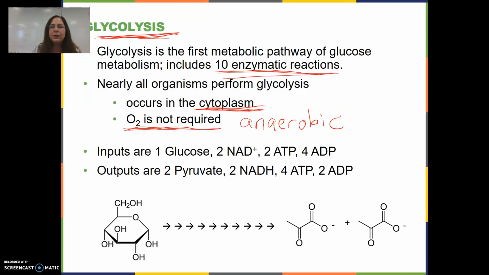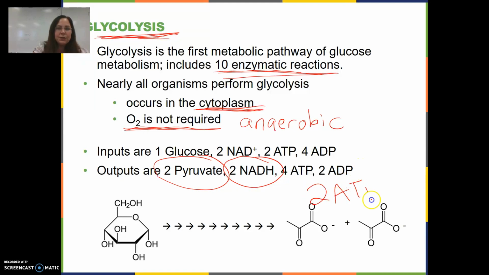And I also want you to know the products of glycolysis are 2 NADH molecules, which we have learned are electron carriers, 2 pyruvate molecules, and 2 ATP molecules are produced. 4 ATP are produced and 2 are used. So overall, 2 ATP molecules are produced by substrate level phosphorylation.